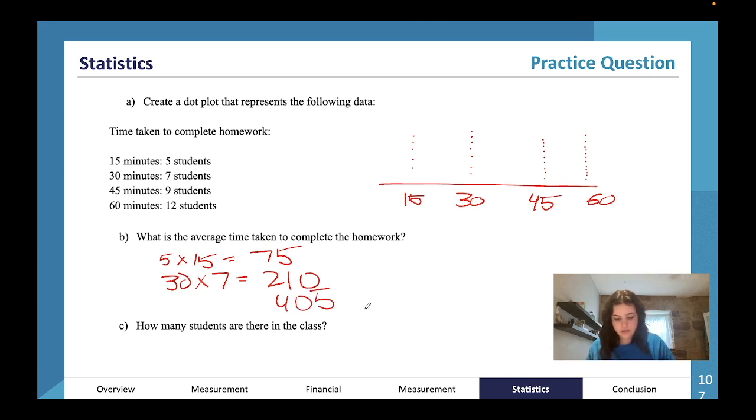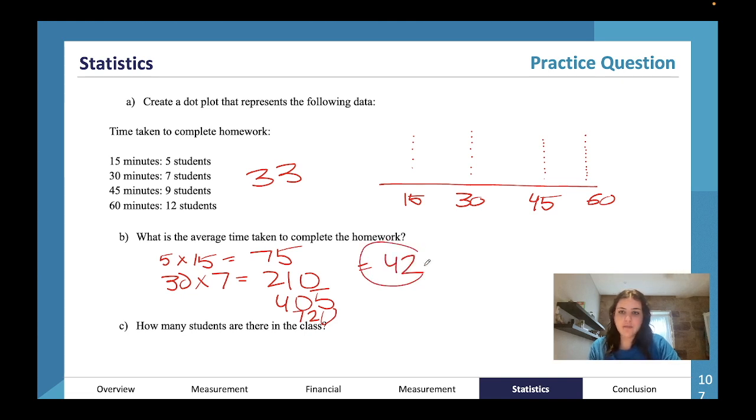60 times 12 is 720. So we have an array of different amounts of minutes. What we're going to do is, how many students do we have? 5 plus 7 plus 9 plus 12. We have 33 students. We're going to divide our number of minutes by our number of students, which gives me 42 minutes.